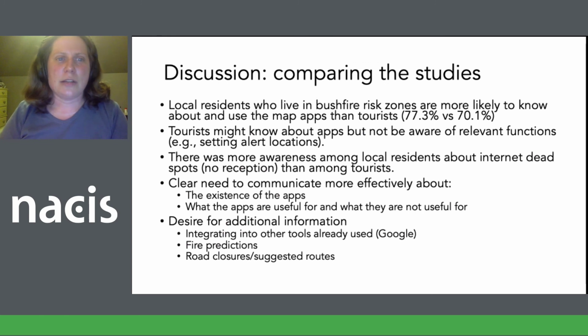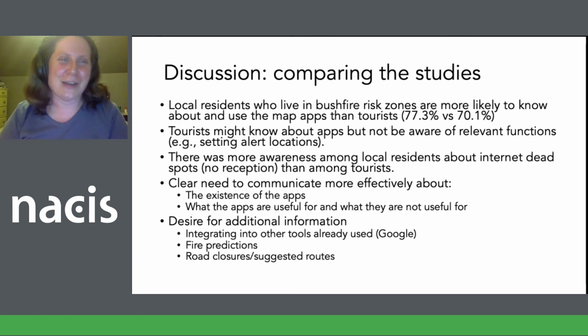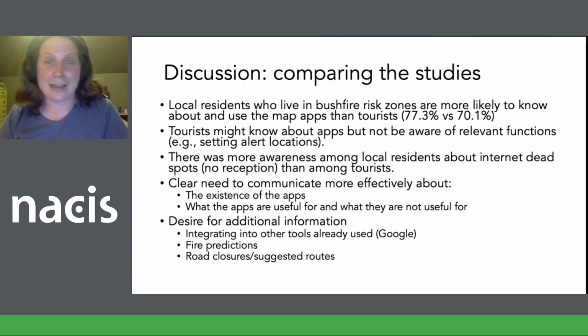So it seems that there's a clear need to communicate more effectively about A, the fact that the apps exist, and also B, what the apps are useful for and what they're not useful for, in terms of understanding how frequently they're updated, whether you can get information that's useful and relevant if your internet connection is spotty, for example, and for what kinds of decisions they are relevant in making.